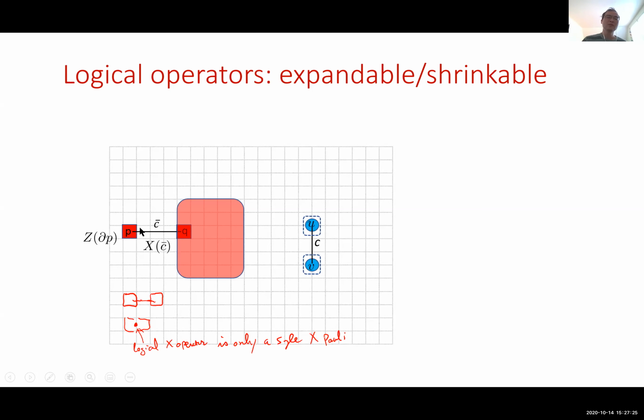And when you shrink, you could also apply operations on these four. You could do any operation you want. For example, you can apply Control Z, etc. But these are not protected. They might be noisy. The physical Control Z between two physical qubits can be noisy. Okay, thank you. Sure.